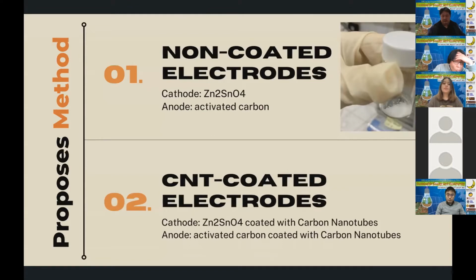For the method of the project itself, I propose two different methods to compare and observe the efficiency of the carbon nanotubes' existence. The first one is supercapacitors with electrodes that are not coated. In this case, I use zinc tin oxide, or ZTO, as the cathode, and activated carbon as the anode. The picture on the right side is a pristine zinc tin oxide that I have synthesized in the lab. The second method I want to propose is carbon nanotubes coated onto both of the electrodes, to later observe the efficiency.